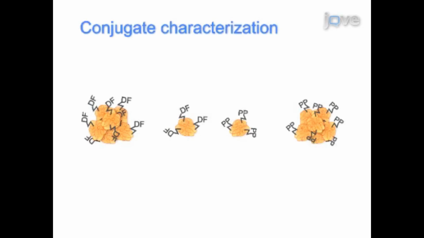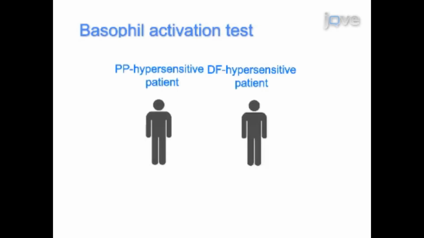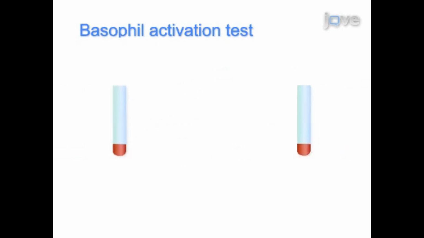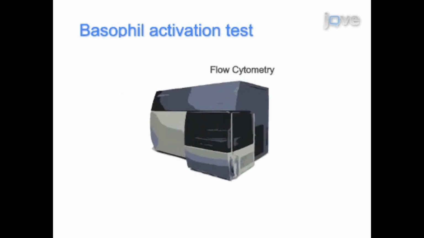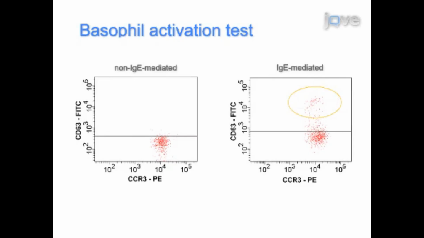Secondly, the conjugates are physicochemically characterized to determine the exact coupling degree by performing high-performance size exclusion chromatography, or HPSEC, sequential refractive index, and ultraviolet detection. Next, the well-characterized drug conjugates are used to stimulate basophils of drug hypersensitive donors. Ultimately, the Basophil Activation Test, or BAT, can be used to evaluate IgE-mediated mechanisms in drug hypersensitivity.